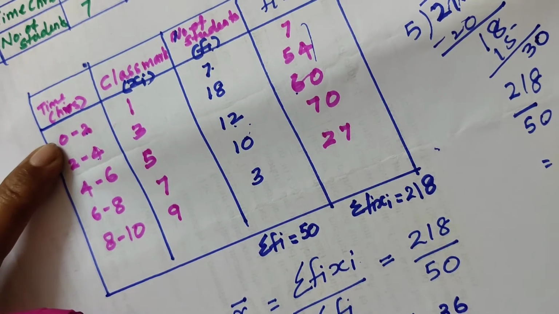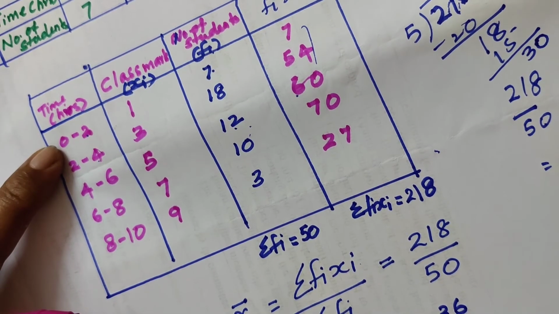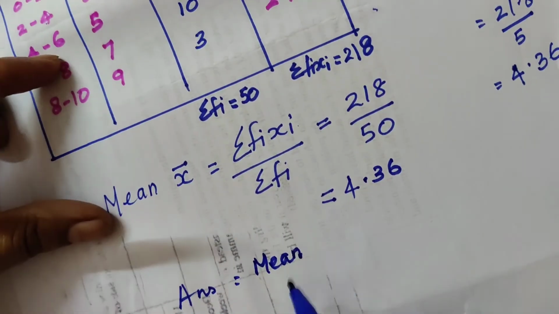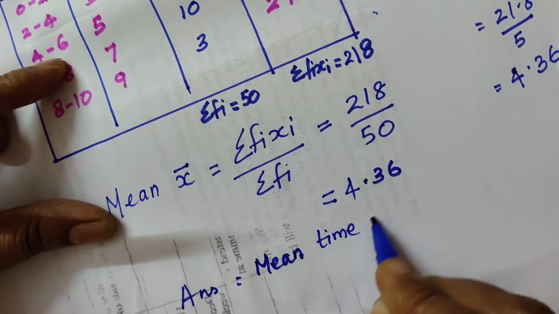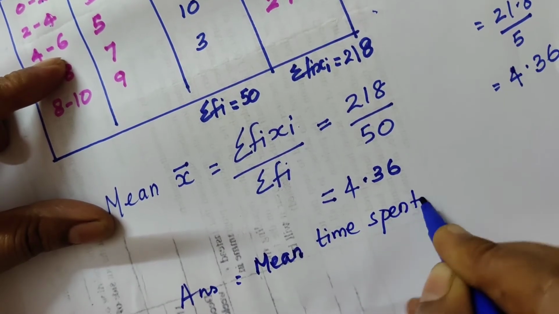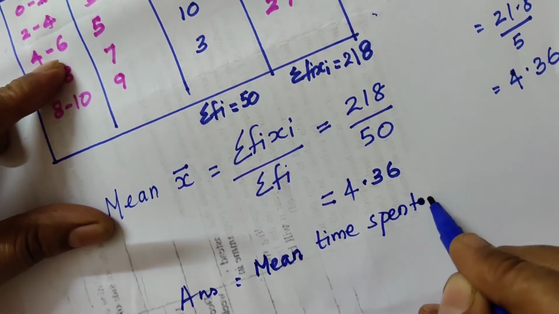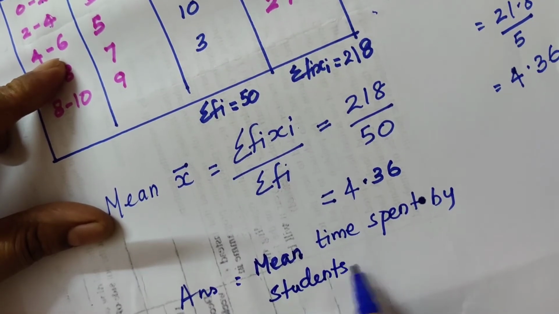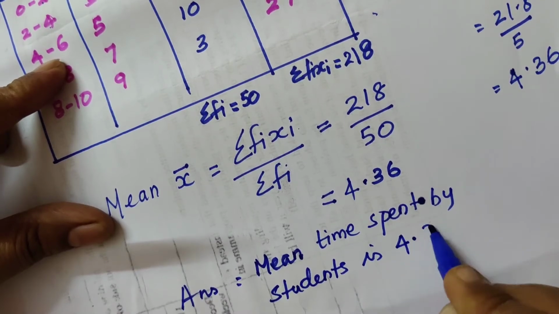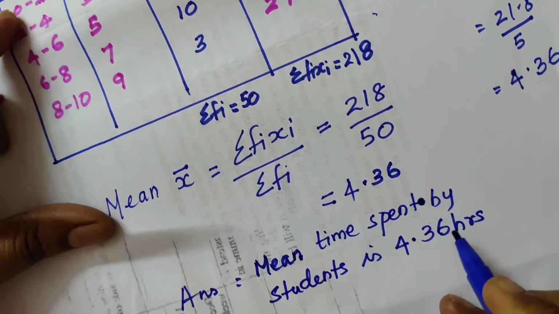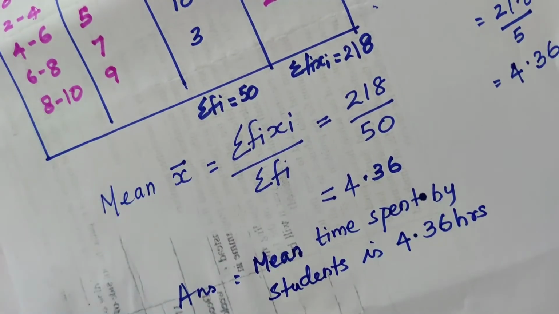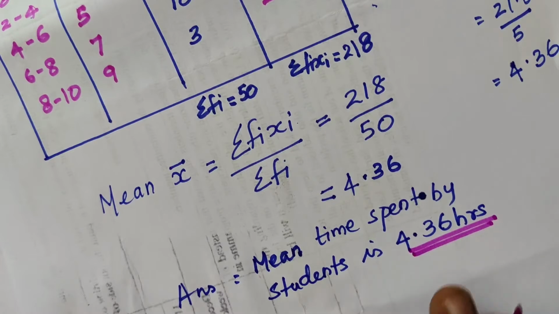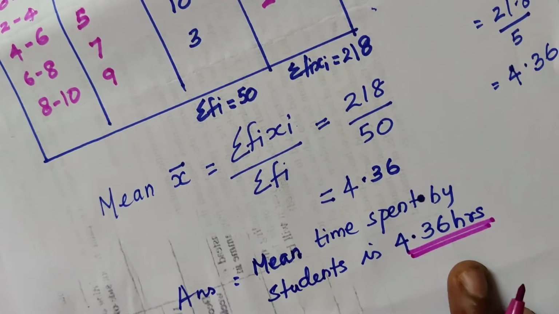So the answer we will write here: the mean time spent by students is 4.36 hours. Here hours is given, so we should write hours along with the answer. Otherwise there is a chance the marks will be cut.